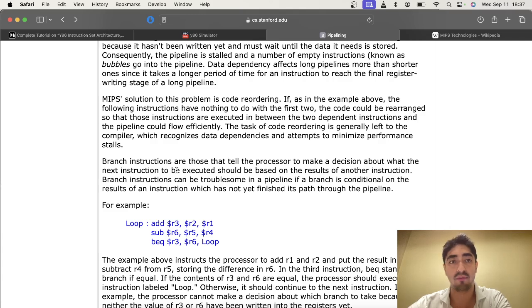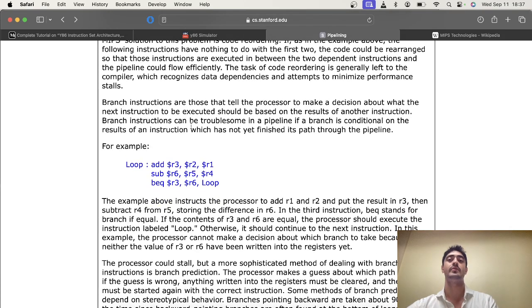If, as in the example above, the following instructions have nothing to do with the first two, the code could be rearranged so that those instructions are executed in between the two dependent instructions and the pipeline could flow efficiently. The task of code reordering is generally left to the compiler, which recognizes data dependencies and attempts to minimize performance stalls.